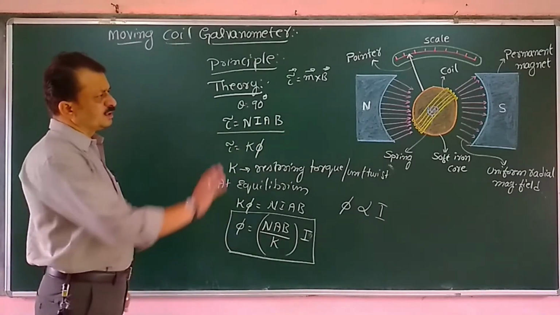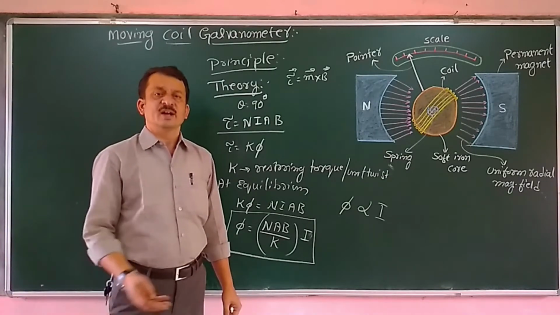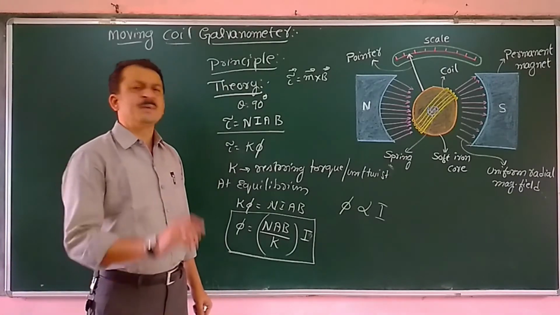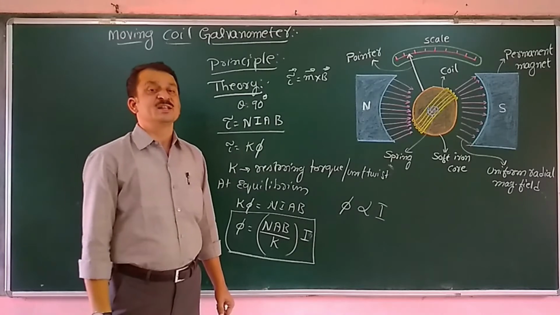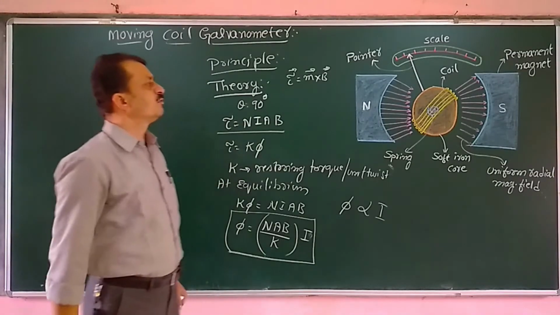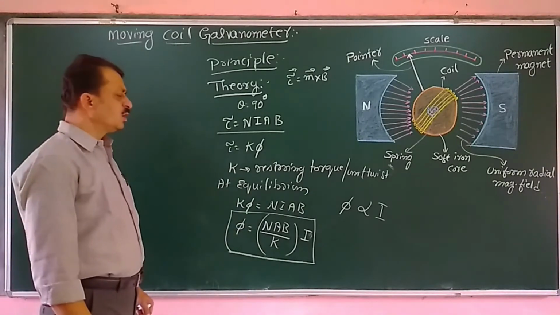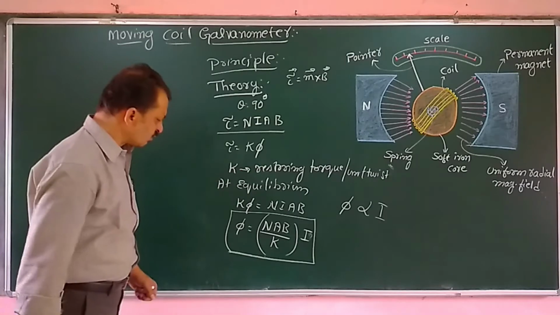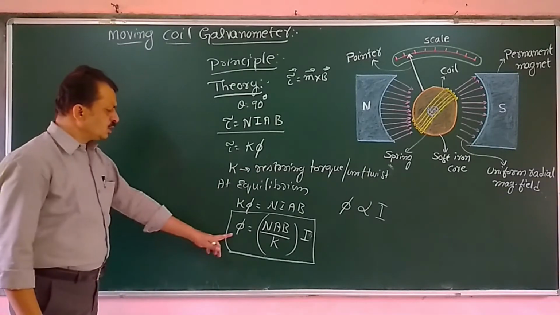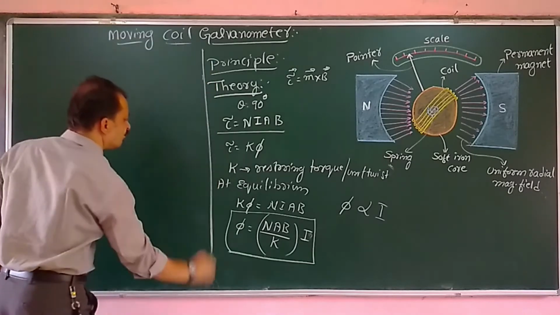So therefore we can use the galvanometer to measure current as well as voltage by making a small arrangement or alternative. A small alternative is required for this galvanometer to convert it into ammeter and voltmeter, that we will study later onwards. Now let me define two quantities here.